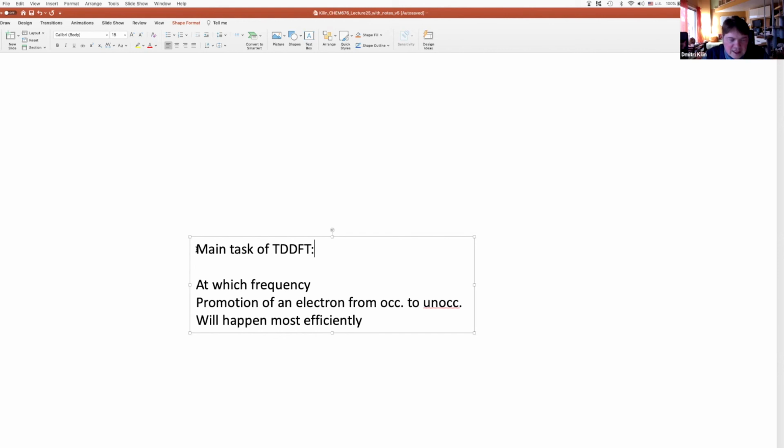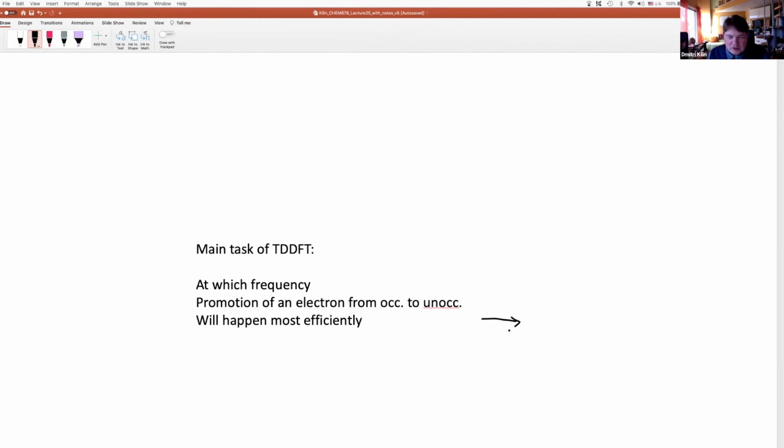So, as a result of TDDFT calculations, the computer program where it is implemented will give the frequency number 1, frequency number 2, and so forth, at which the system will respond to photoexcitation.